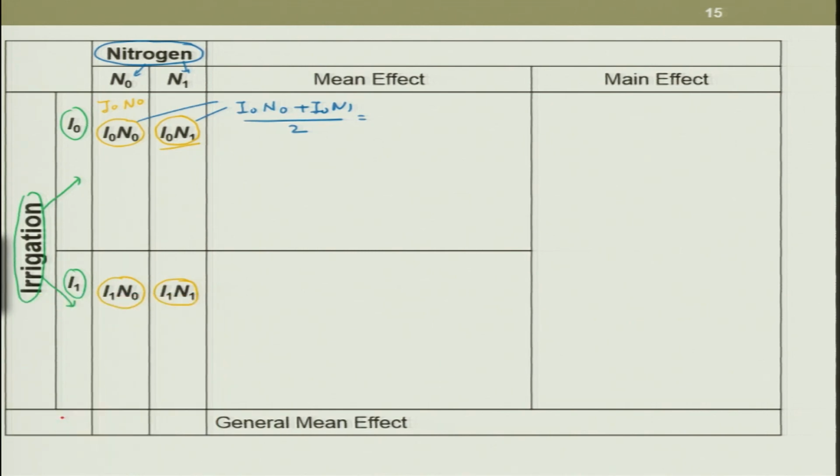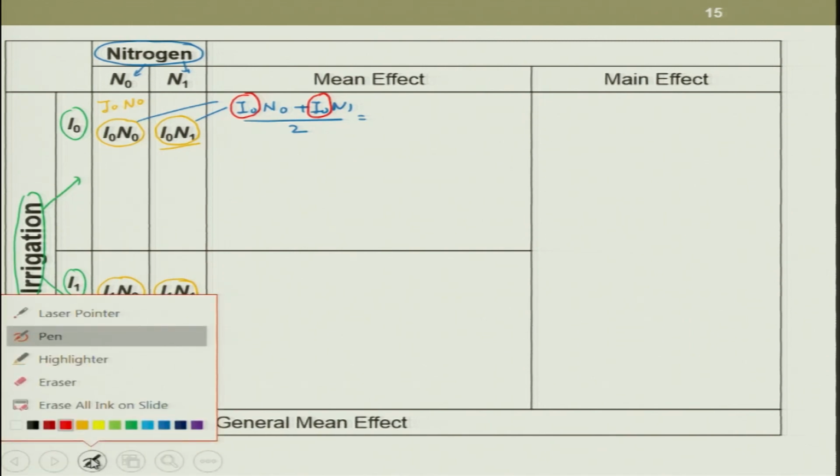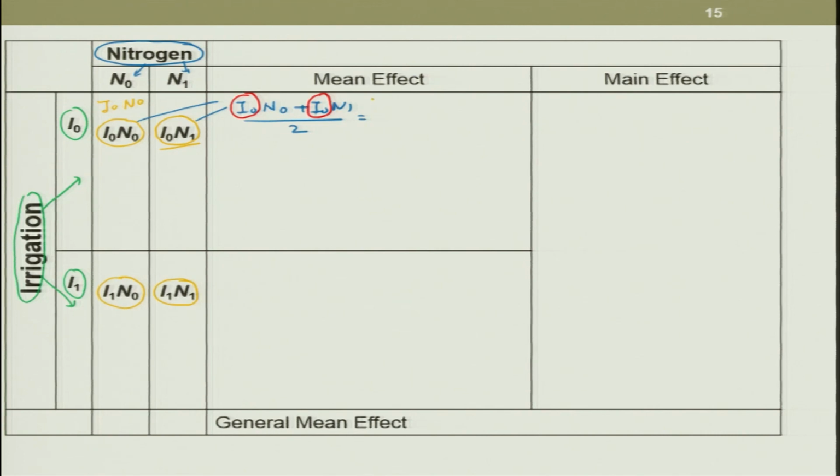You can see that in this expression the I0 level is fixed. So, do not you think that this expression looks as if it is giving us the average effect of nitrogen for a given level I0?